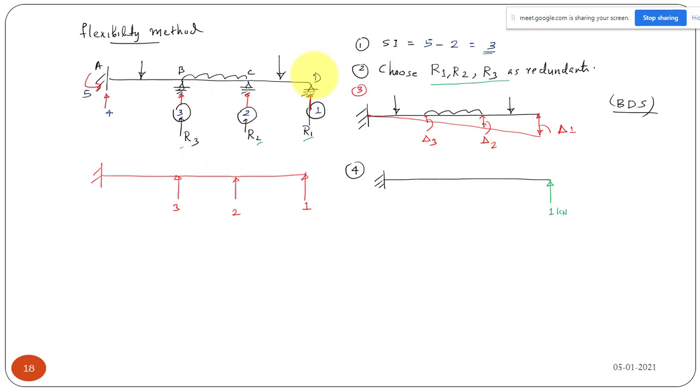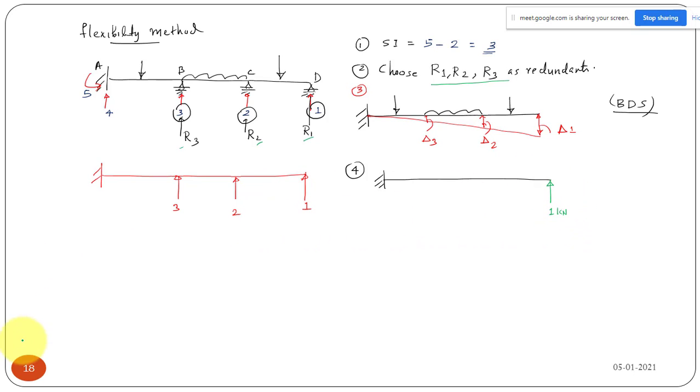Even if you assume the downward direction, you will get the correct answer with a negative sign, then you can change it later on. But it is very clear that this reaction must be in the upward direction, so I will be assuming R1, R2, R3, these are my unknowns, in the upward direction. The direction is already known to us, only the magnitude we don't know. So apply a unit force at coordinate 1 in the upward direction.